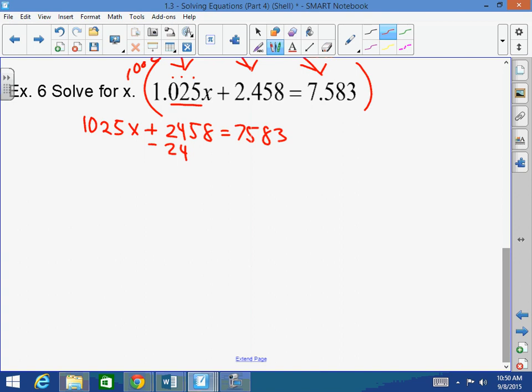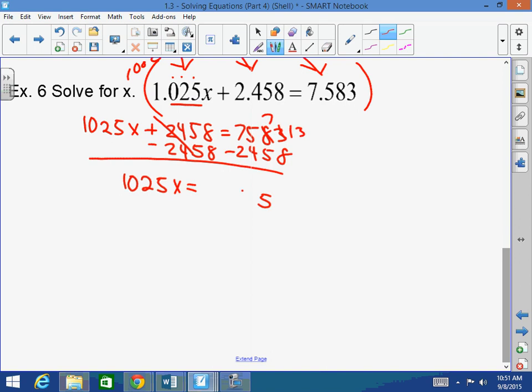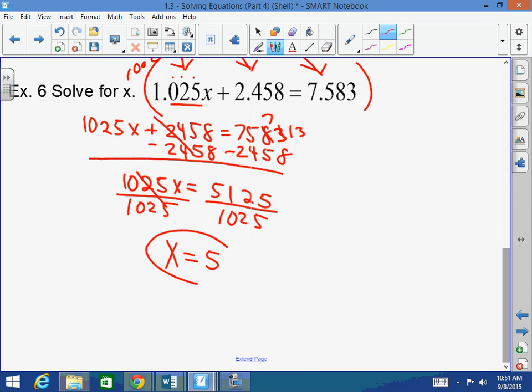Subtract 2,458 from both sides. So it's going to be 5, 13, that's 7, that's 2, 1, and 5. Then divide by 1,025. And that comes out to a beautiful 5 on the money. Yes, sir.